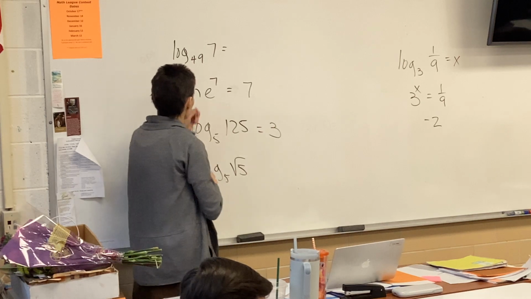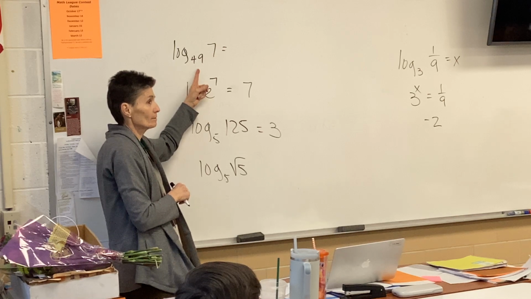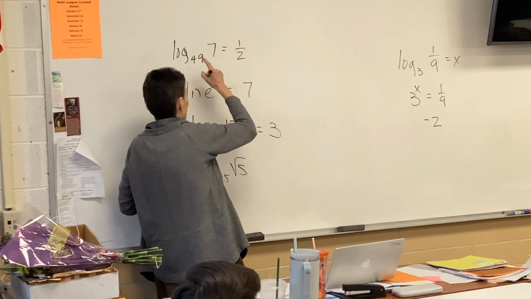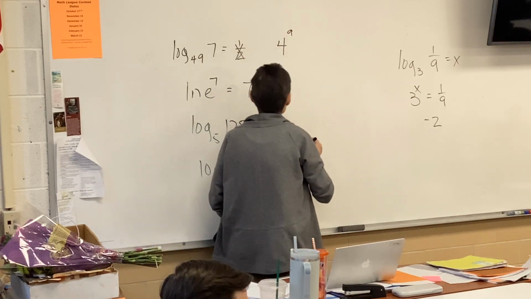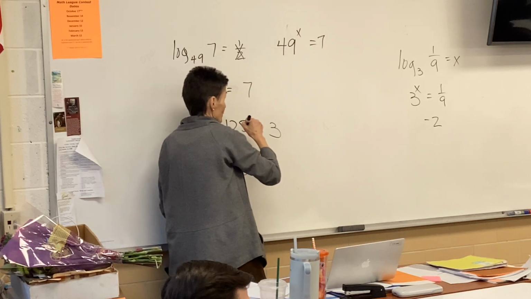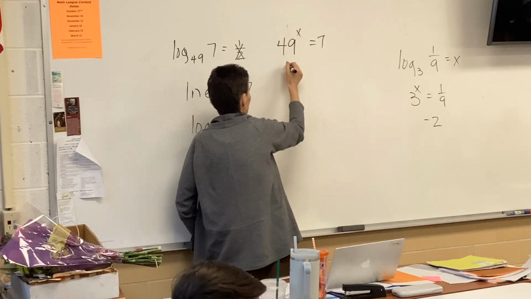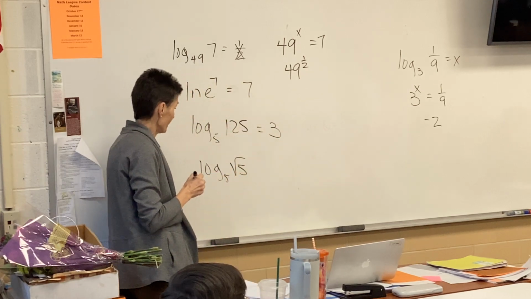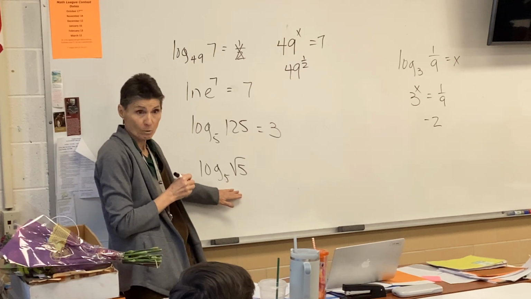But what about this? This is a little bit tricky. What do you think about that? Joe Funk? 1/2. Very good, Joe. Because again, if we log rolled it, it'd say 49 to what power gives us 7? And Joe says, well, the square root of 49 is 7, and that means the power has to be 1/2. Square root, 1/2 power. Nicely done. This one is exactly the same. This answer would also be 1/2.